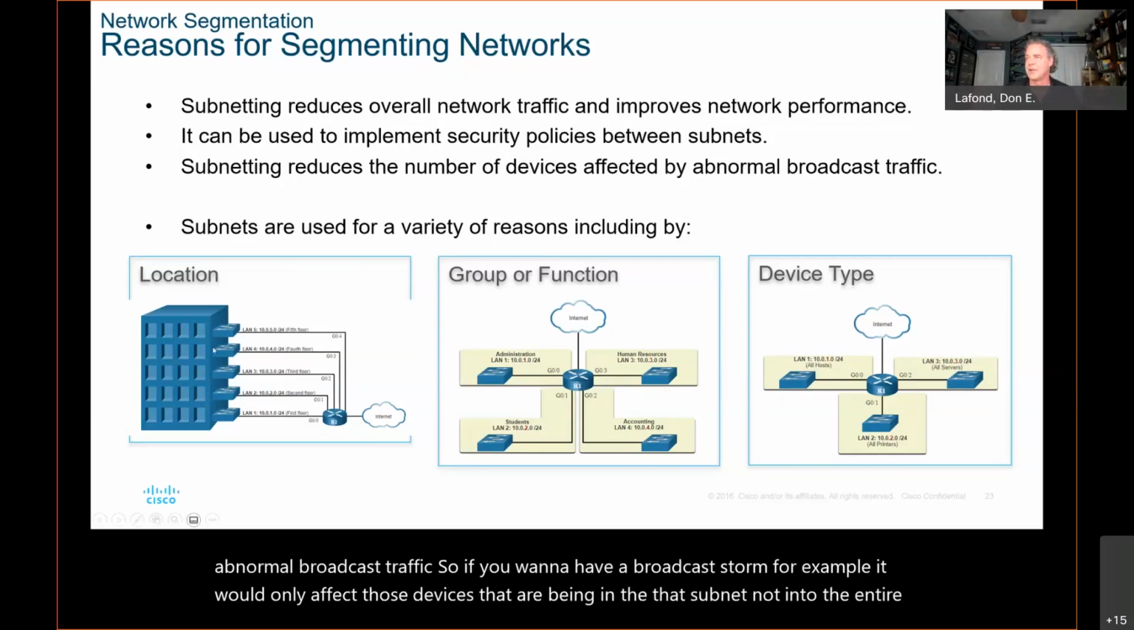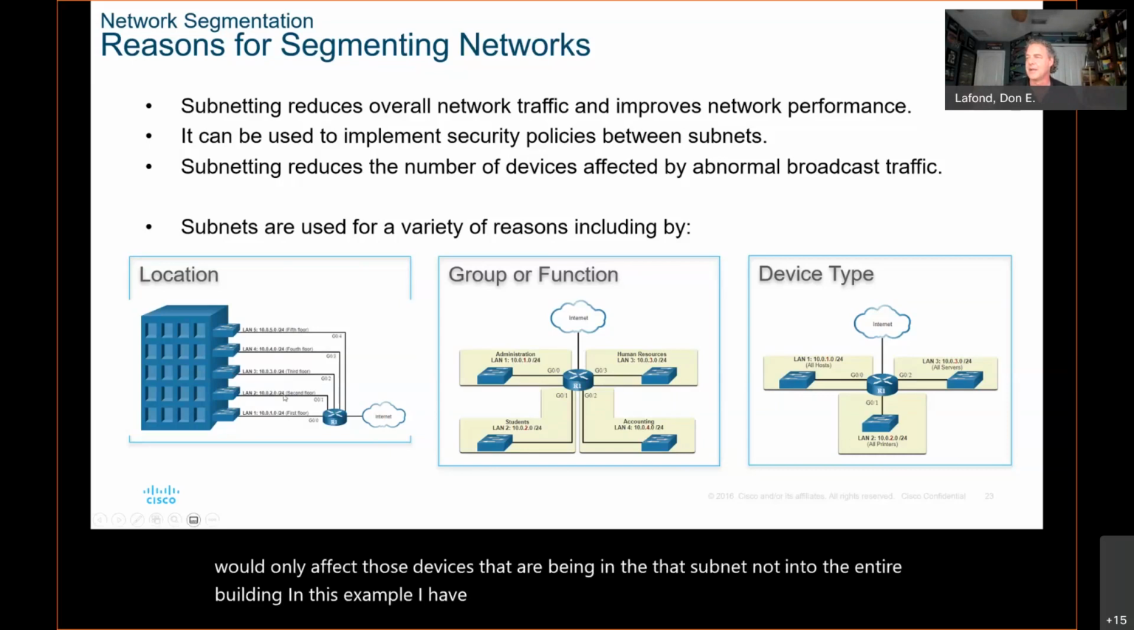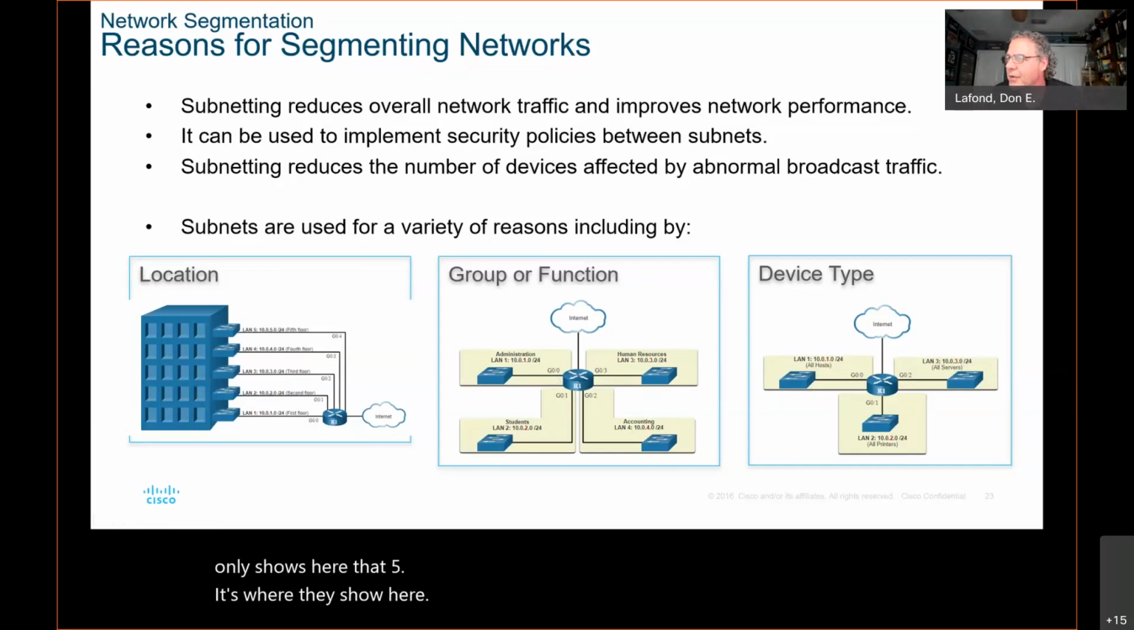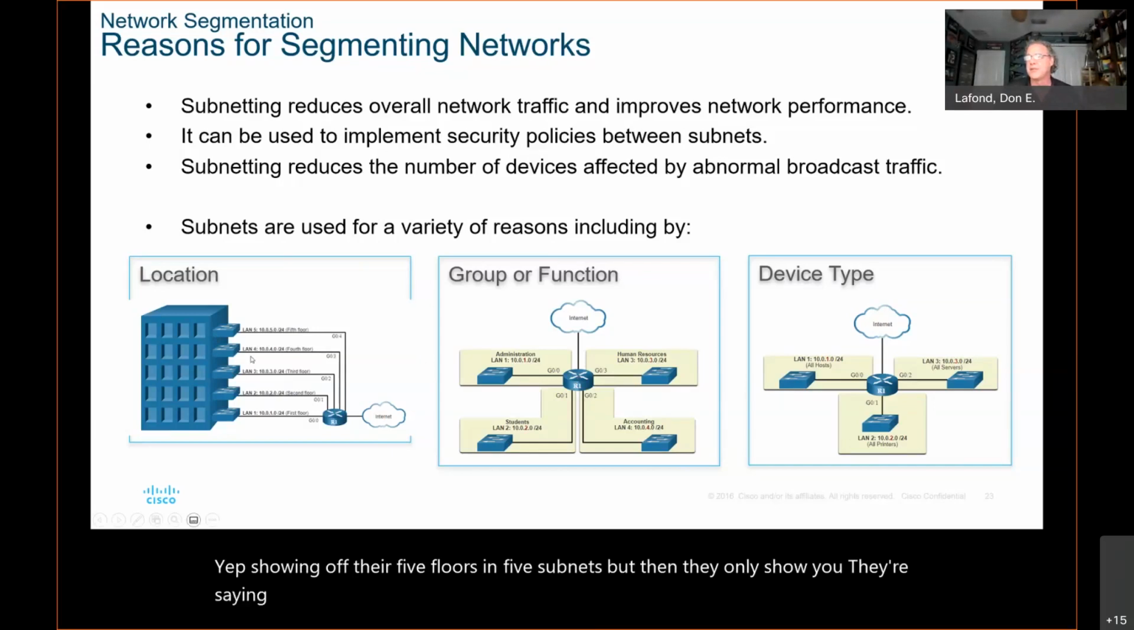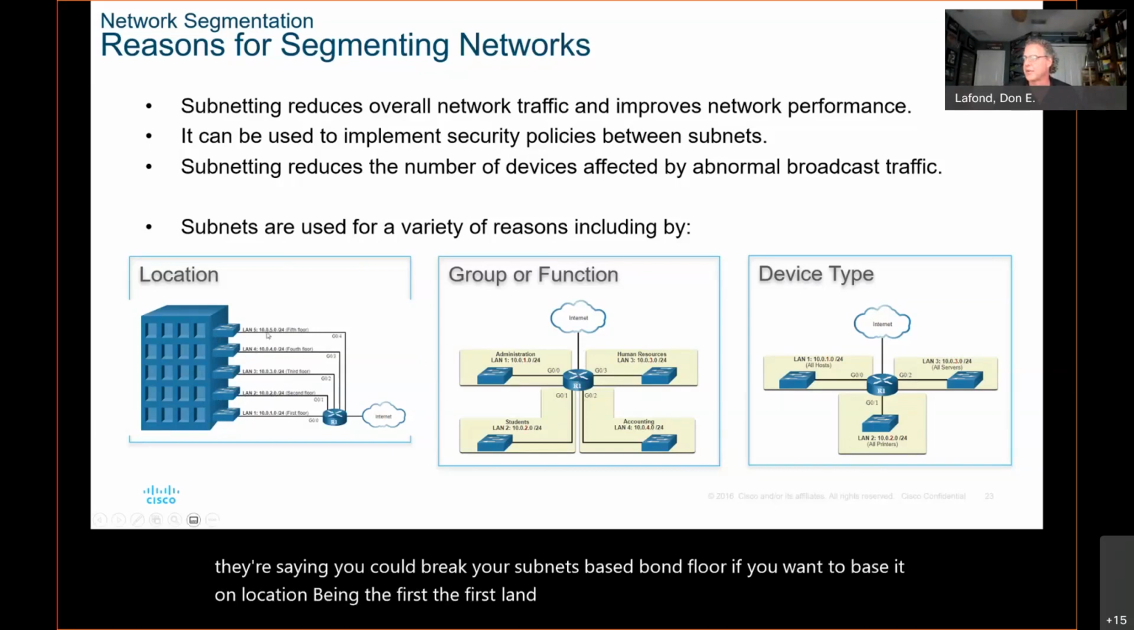In this example, they have a building that has been divided into 5 floors, and they show 5 subnets. They're saying you could break your subnets up based on floor if you want to base it on location, with the first network being the first floor, then second, third, and way up.